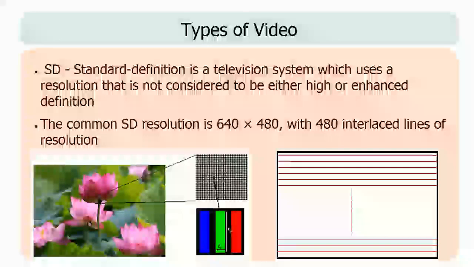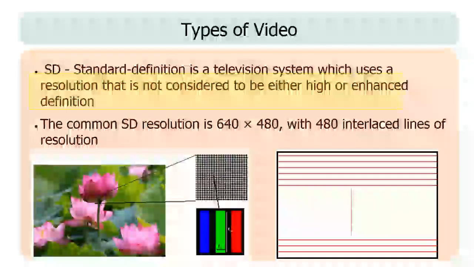There are different types of videos: SD, HD, UHD, and so on. SD, standard definition, is a television system which uses a resolution that is not considered to be high or enhanced definition. The common SD resolution is 640 x 480 with 480 interlaced lines of resolution.